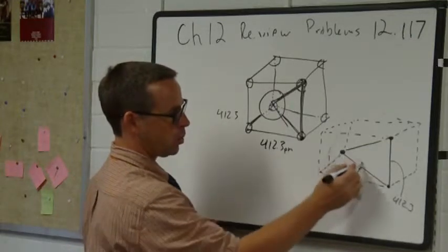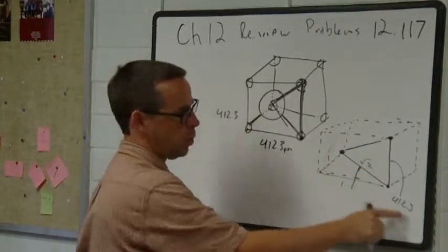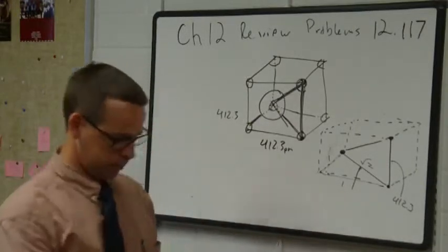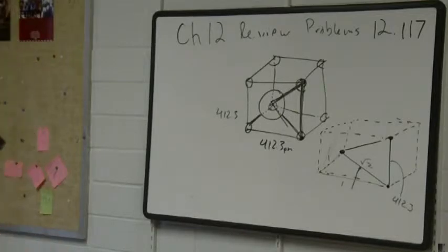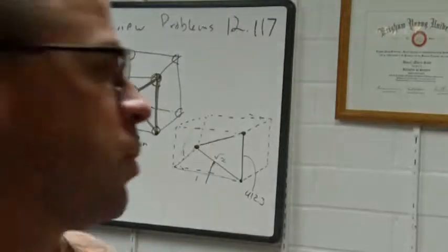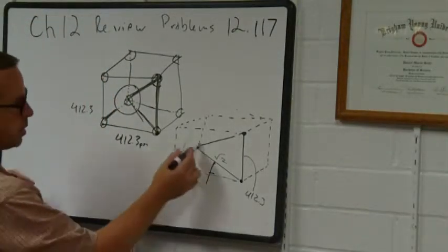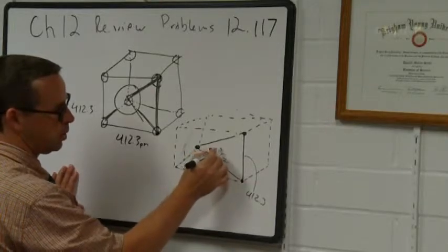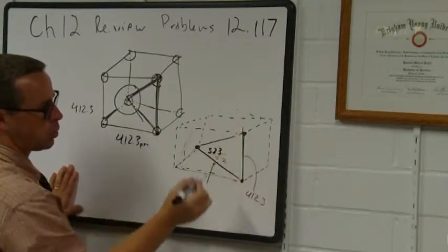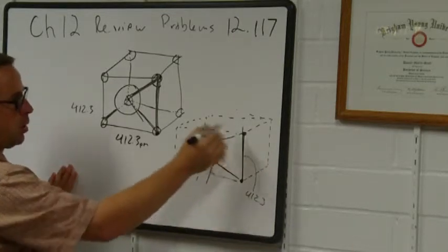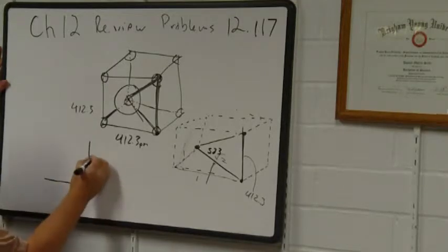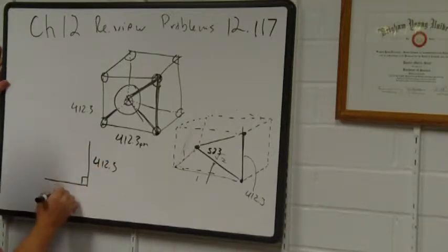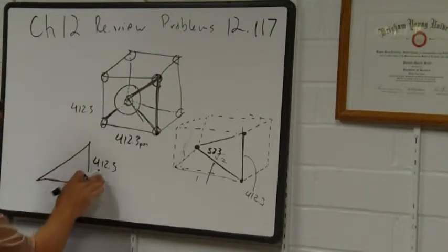This is going to be a 1-1-root-2 relationship. So if I take 412.3 and multiply by the square root of 2, that's going to be 583. All right, so this distance right here is going to be 583. So 583 is the bottom, 412.3 is this side here, and there's a 90 degree angle here. For a 90 degree angle, a squared plus b squared equals c squared.